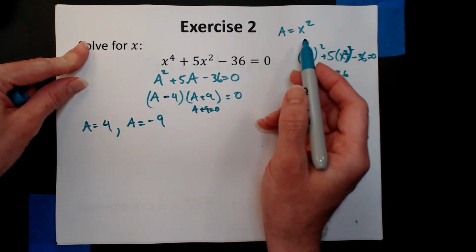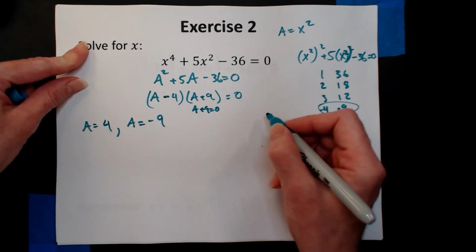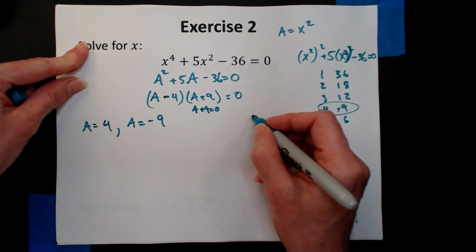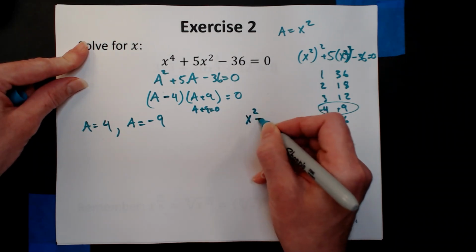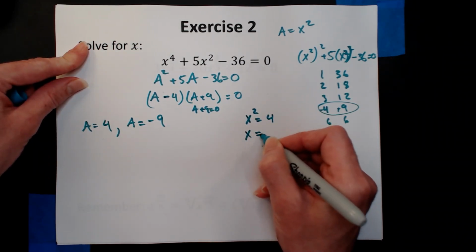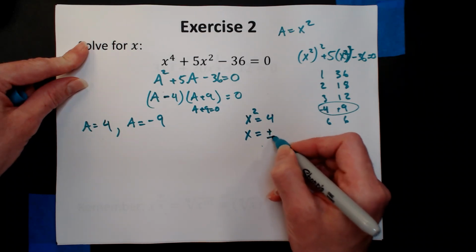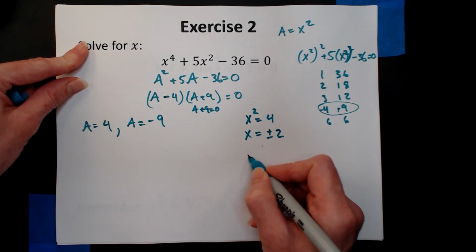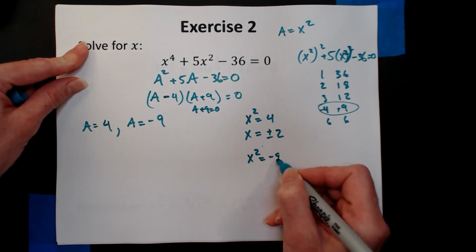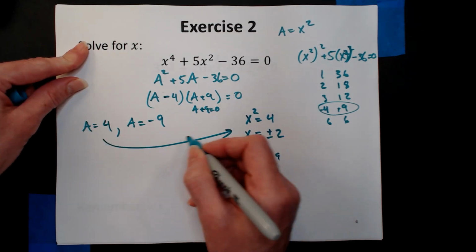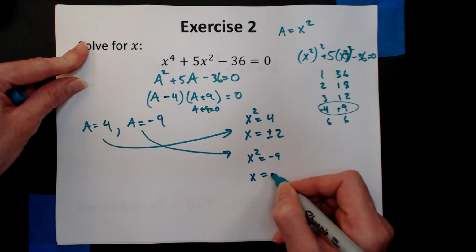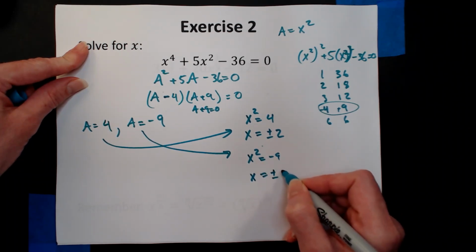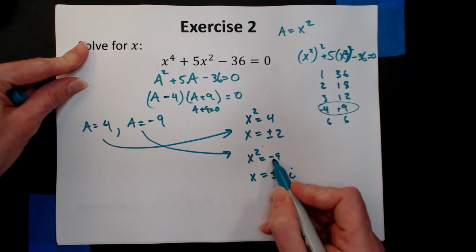So we're looking at what a was. For this first portion, let's say a is equal to 4. So we had x squared is equal to 4, so x would be plus or minus 2. And then x squared was equal to negative 9, so this would be this portion, and that means x equals plus or minus, and this is where the i comes in, 3i, because I took the square root of a negative number.